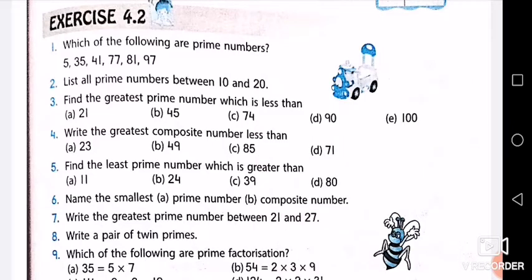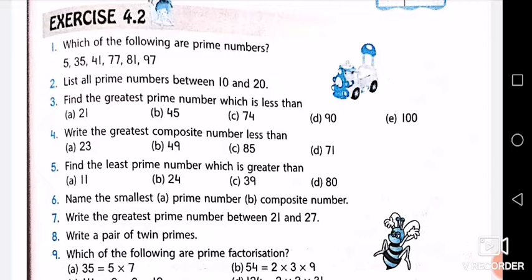Now question number 1. Which of the following are prime numbers? In this question you will write the definition of a prime number. You have to encircle those numbers which are prime numbers. But you will write: prime numbers are those numbers which have two factors, 1 and the number itself. Then you will encircle those numbers which have only two factors.